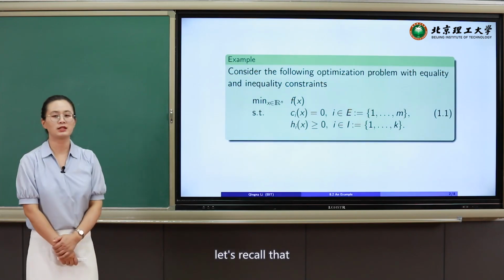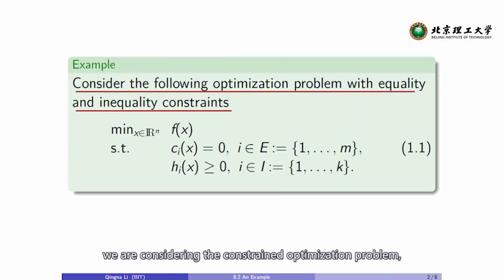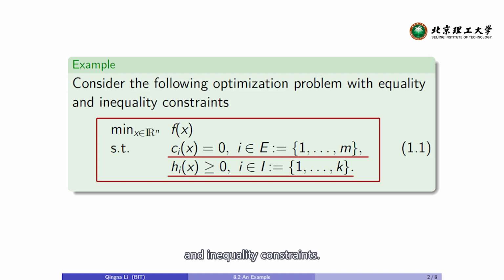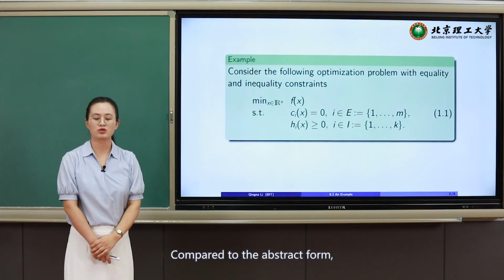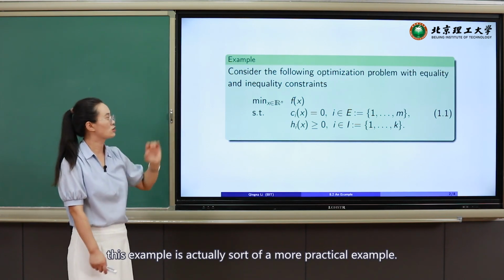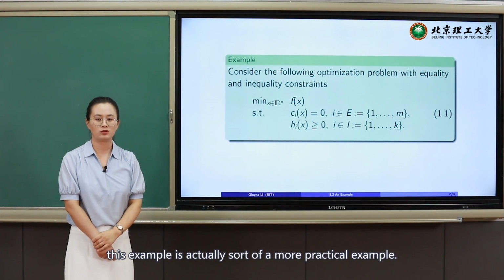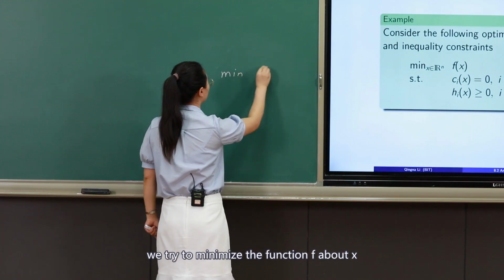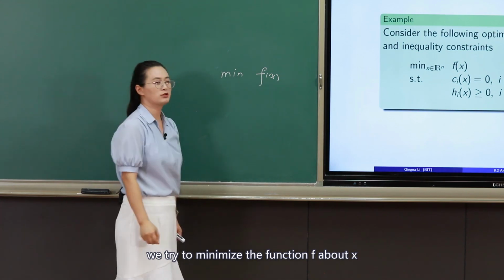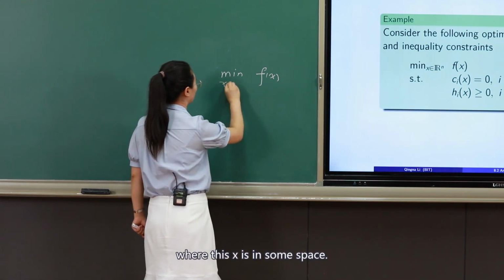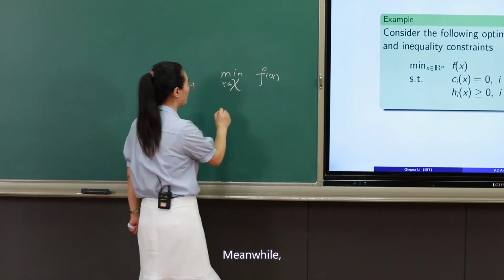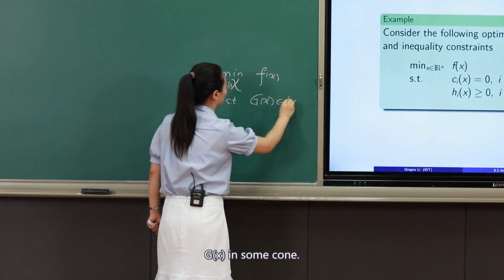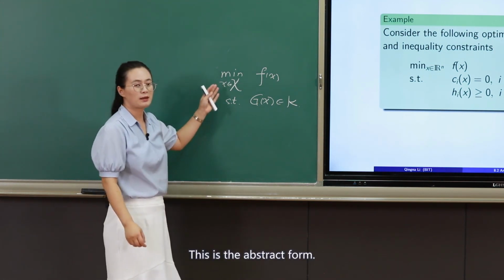Firstly, let's recall that we are considering the constrained optimization problem, in which we try to minimize f(x), and we have some equality constraints and inequality constraints. Compared to the abstract form, this example is a more practical one. The abstract form that we introduced in the previous part is that we try to minimize the function f of x, where x is in some space, and meanwhile we have abstract constraints, g(x) in some cone. So this is the abstract form.